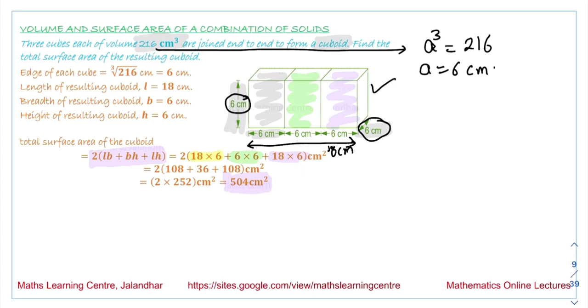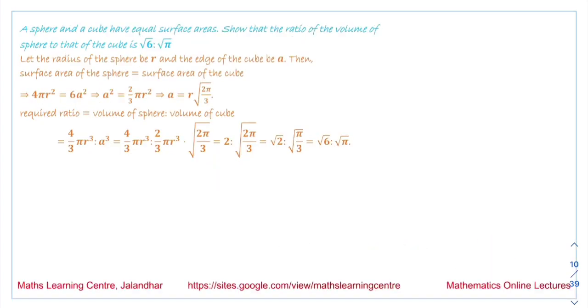Now the next question is, a sphere and a cube have equal surface areas. You know the formula for the area of the sphere, it is 4 pi r square. Suppose the side of the cube is a, so the total surface area of the cube is 6a square. It is given that 4 pi r square is equal to 6a square. We have to show that their volumes are in the ratio root 6 is to square root pi.